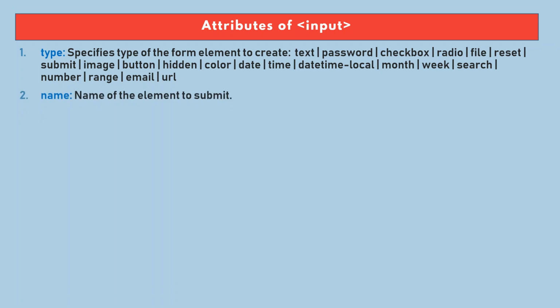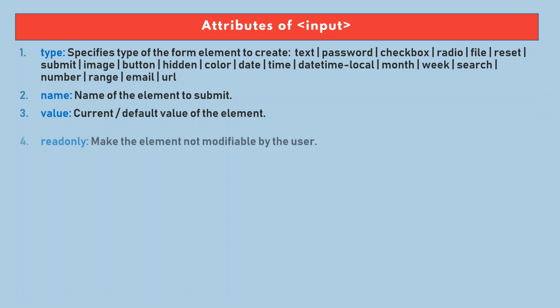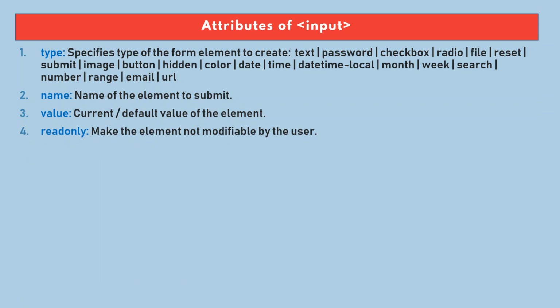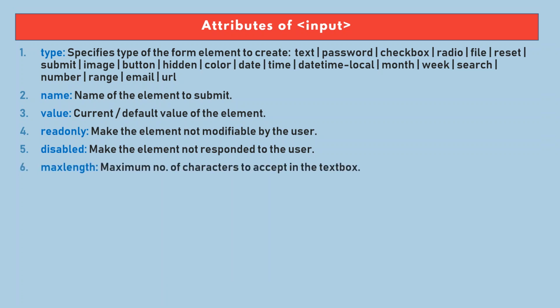Name means the name of the element that you want to submit to the server. Value means the default value of the element. I will show all these things practically, then you can understand clearly. Just an overview I'm explaining right now. Readonly means the user cannot modify the value. Disabled means the element will be disabled. That means the user cannot modify, cannot click it, cannot do anything with that element.